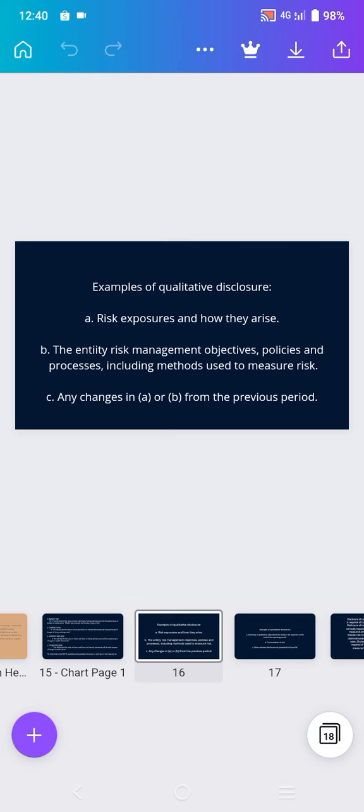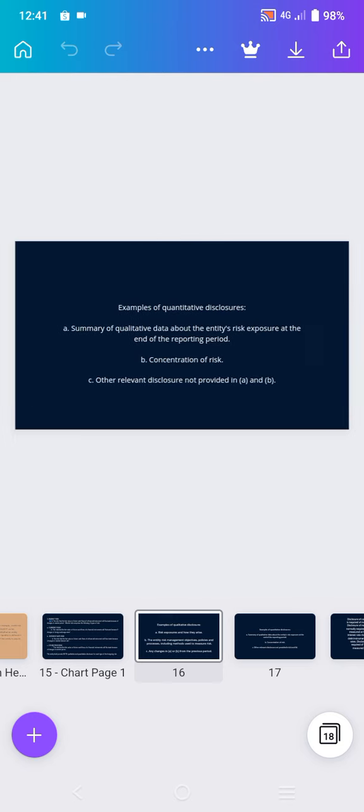B, the entity risk management objective policies and process including methods used to measure risk. So, ayun po, dun po sa management objective policies and processes, including methods, are used to measure risks. So, dito sa letter C po, any changes in A or B from the previous period. Next, we have example of quantitative disclosure. A, a summary of quantitative data about the entity's risk exposure at the end of the reporting period. B, concentration of risk. C, other relevant disclosure not provided in A and B.